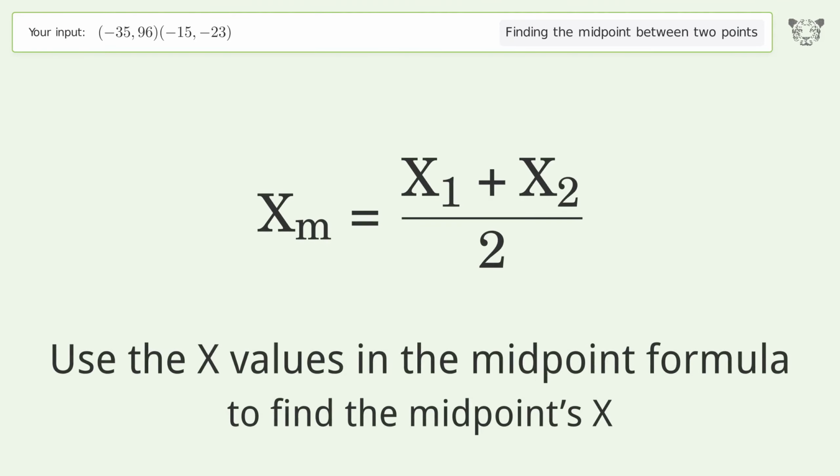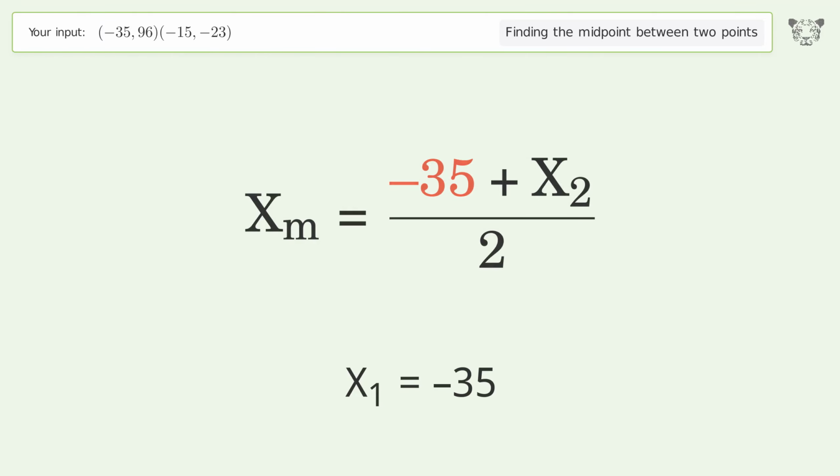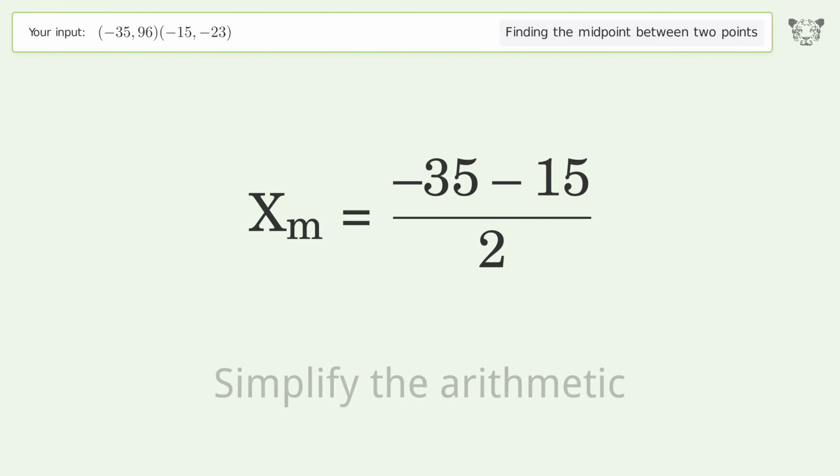Use the x values in the midpoint formula to find the midpoint's x. x1 equals negative 35. x2 equals negative 15. Simplify the arithmetic.